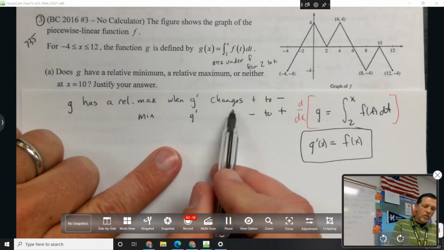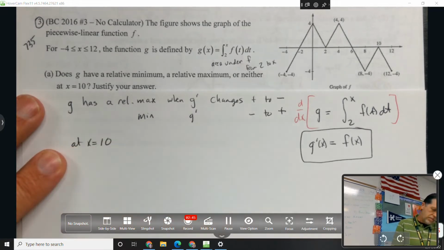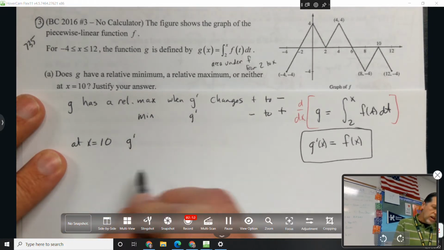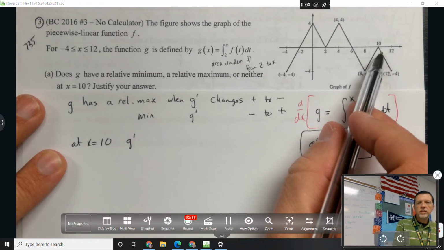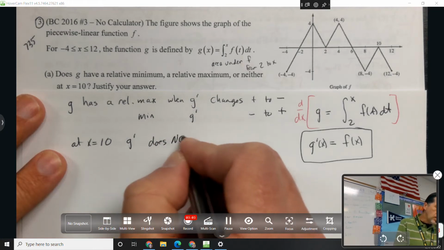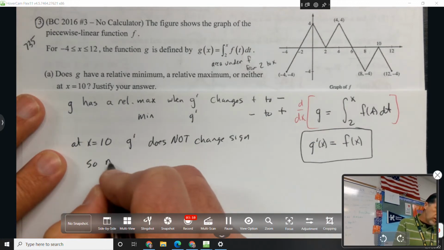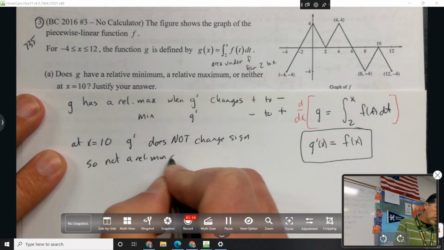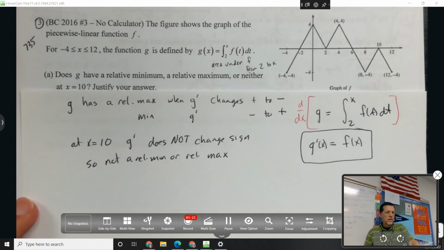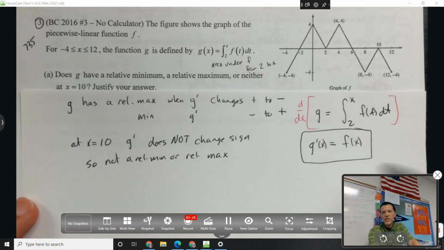So I'm looking to see if f changes plus to minus or minus to plus at x equals 10. So at x equals 10, g prime, well, it's at 0, but it doesn't change signs there. Does not change signs. So not a relative min or max. So kind of the key part of that problem was knowing that the derivative of an integral gets you right back to the original.